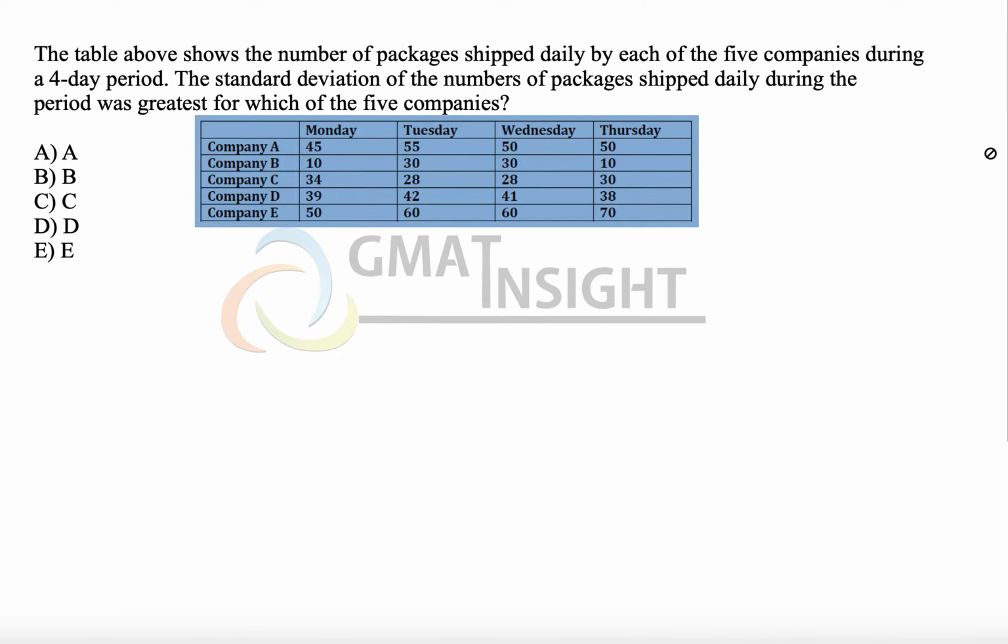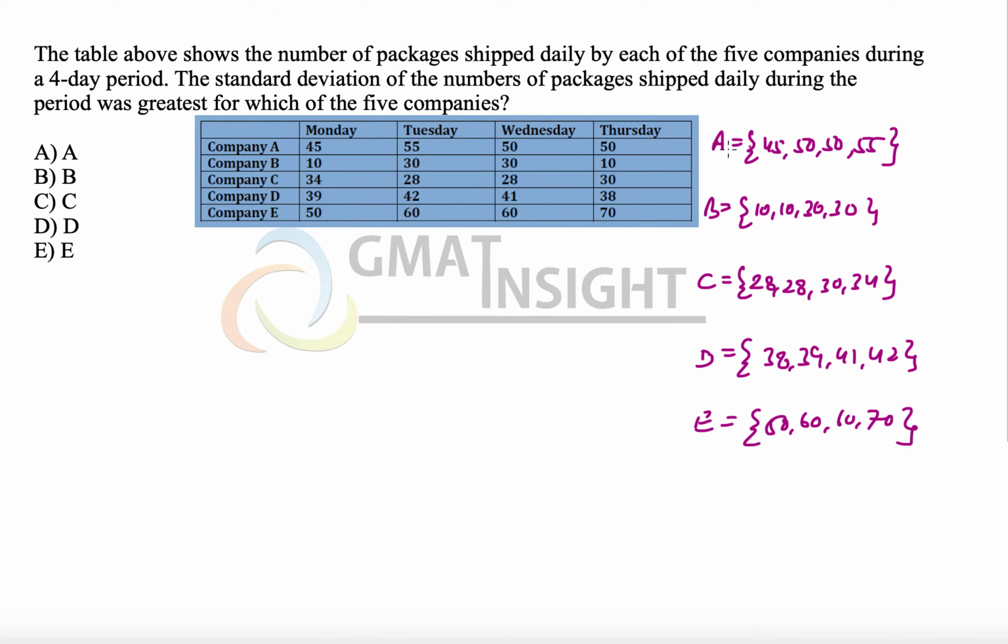So let's quickly understand: the standard deviation is the average deviation of the terms from the mean value. To find the standard deviation, it's really important to arrange the terms in increasing order first. So the first thing I'm doing is making the sets and arranging these values in increasing order. So we get the 5 sets such as this. Now we can look at the deviations among the terms.